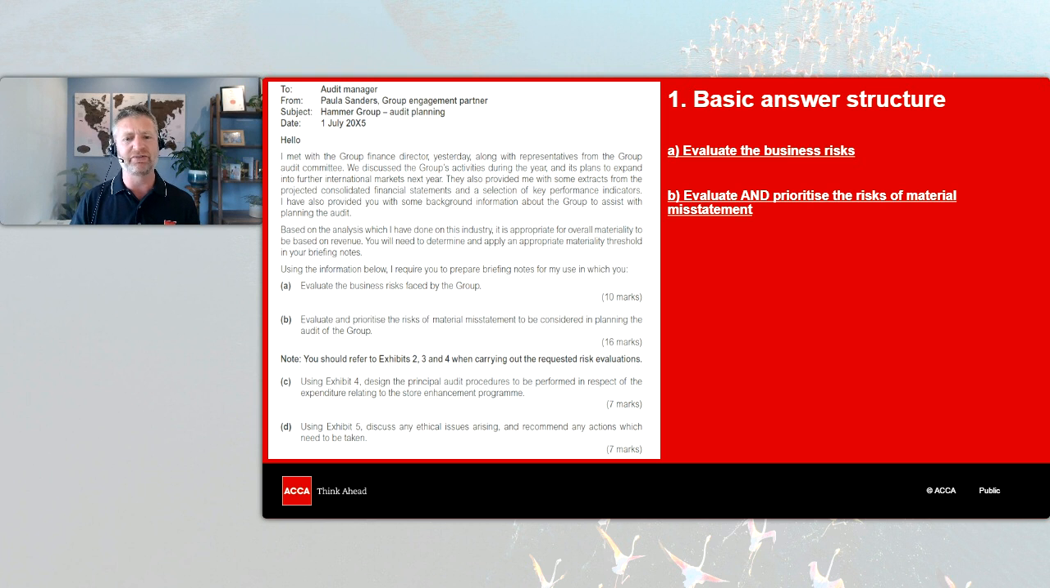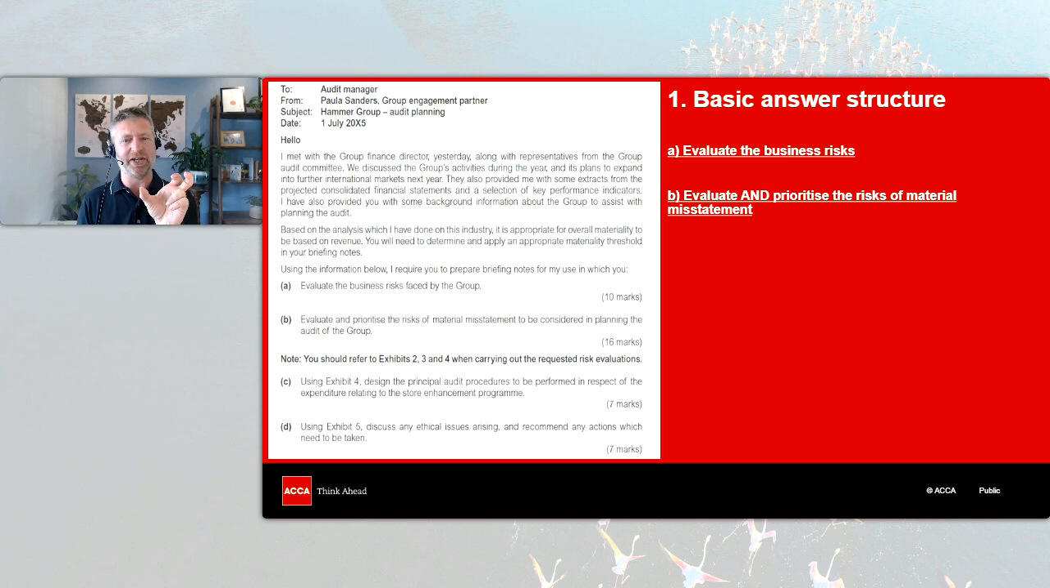Part B is another really simple one, but I have put the "and" in capitals to remind myself to do it. I have to do the evaluation of my ROMs, but I also need to prioritize my ROMs. That means my top 2 ROMs, the ones that I think are most significant, I have to explain why those 2 are my top 2. The way that I do that is I make them my first 2 risks.